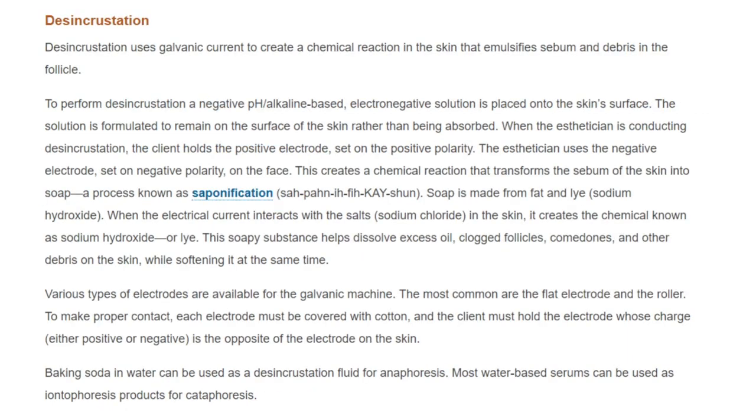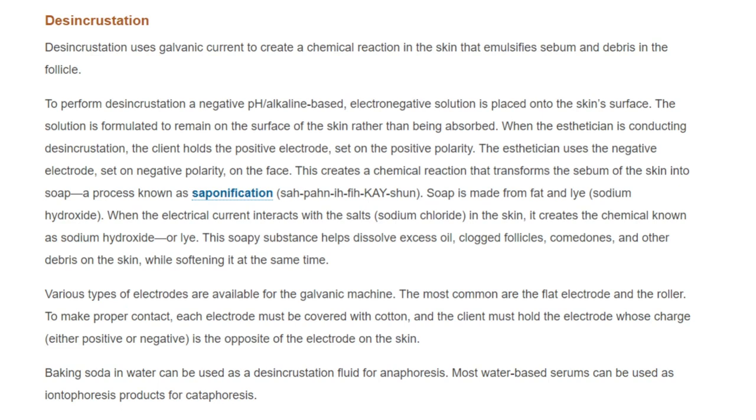Desincrustation. Desincrustation uses galvanic current to create a chemical reaction in the skin that emulsifies sebum and debris in the follicle. To perform desincrustation, a negative pH/alkaline-based, electronegative solution is placed onto the skin's surface. The solution is formulated to remain on the surface of the skin rather than being absorbed. When the esthetician is conducting desincrustation, the client holds the positive electrode, set on the positive polarity. The esthetician uses the negative electrode, set on negative polarity, on the face.